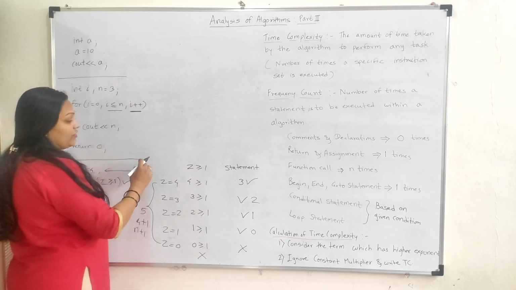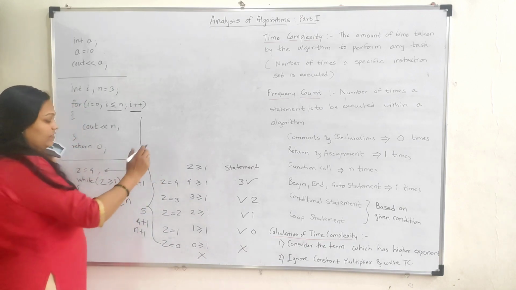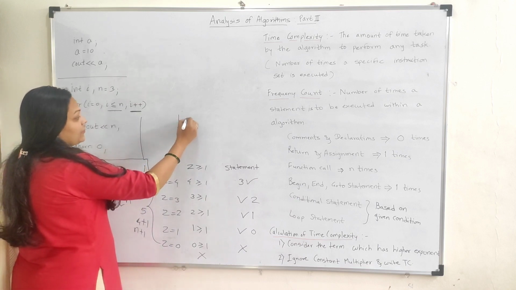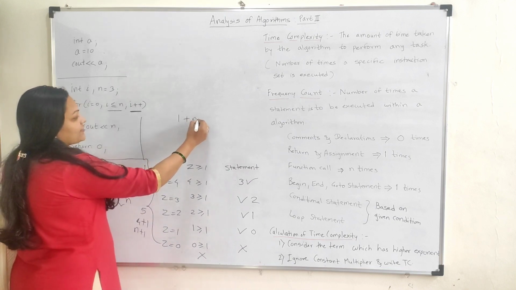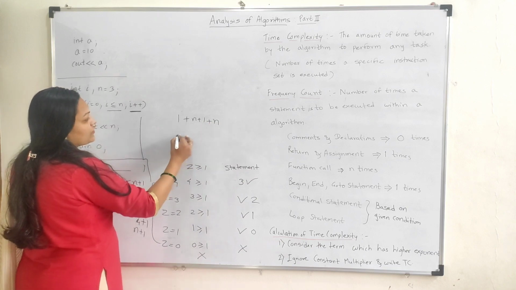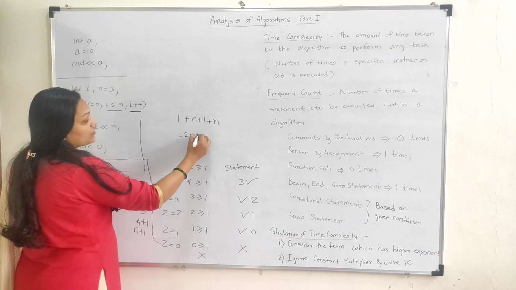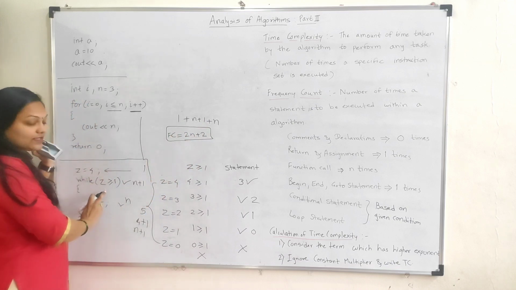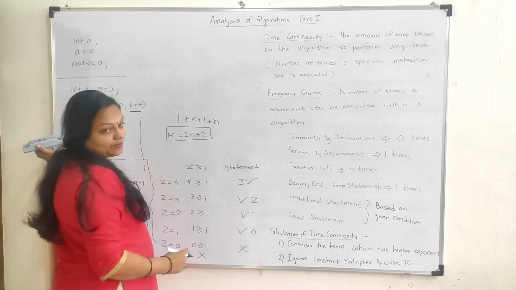Now what do we need to find out? The frequency count, the total frequency count for this example. So we need to add the frequency count for each and every statement. For the first statement it is 1, next it is n plus 1, and for the next it is n. So the total frequency count is n plus 1 plus n, that is 2n plus 2. So this is the total frequency count for this example. By using this frequency count, we can calculate the time complexity.